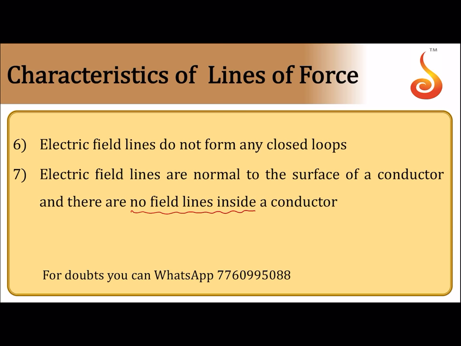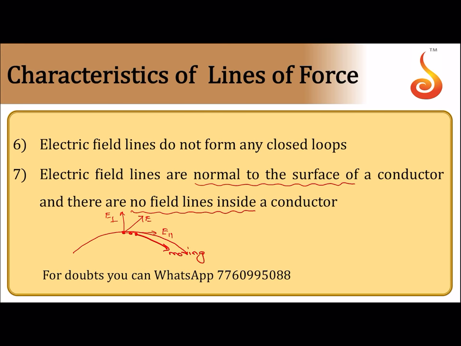But why should field lines be normal to the surface of the conductor? It is the same reason, same logic. Suppose this is my surface over here. Now if I have an electric field at an angle to the surface of the conductor, then I will have a component which is parallel to the conductor, and a component which is perpendicular to the conductor. Now if I have an electron on the surface and an electric field parallel to the conductor, the electron will start moving.